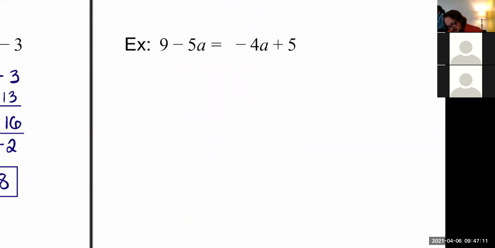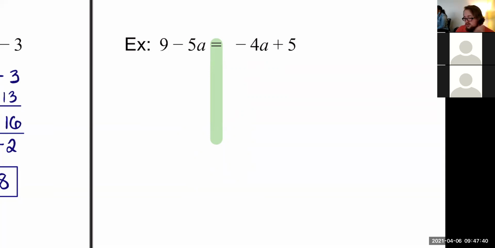Last one on this side. This one I threw in here just for good measure. Try to cover all the varieties I can think of. Just a quick check though, hopefully we can agree there's no parentheses. Are there any like terms? No, because the terms that we would want to combine are on opposite sides. So that brings us to the variable on both sides.